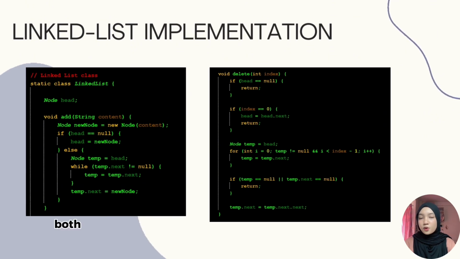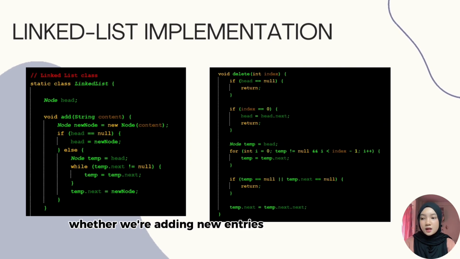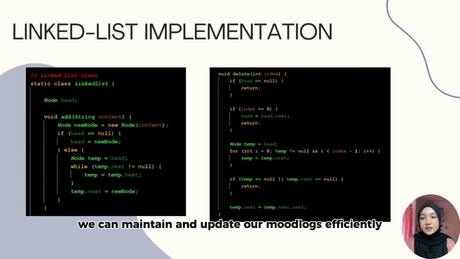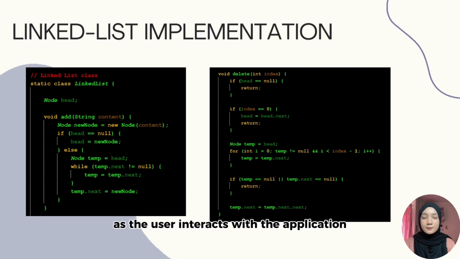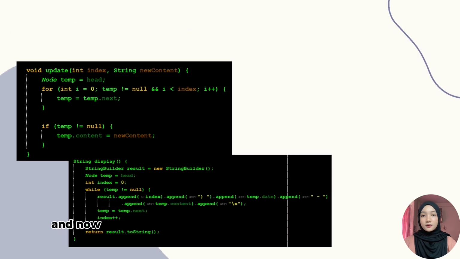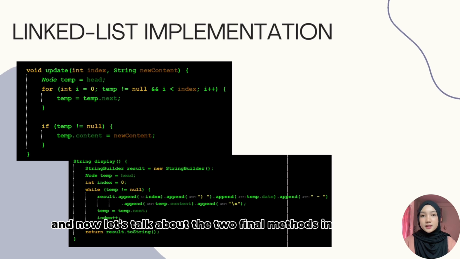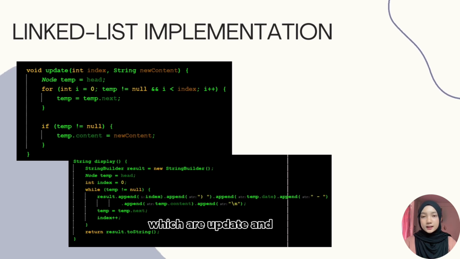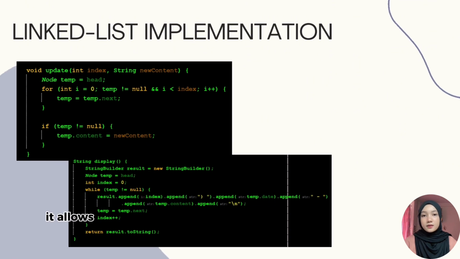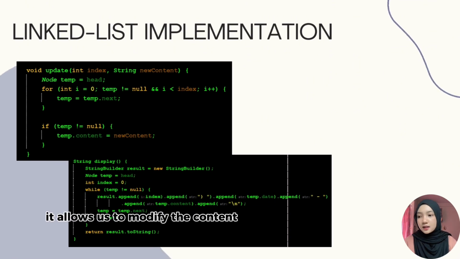Both of these methods are crucial for managing the linked list, whether we're adding new entries or deleting older ones. With this in place, we can maintain and update our mood logs efficiently as the user interacts with the application. And now let's talk about the two final methods in this program, which are update and delete. For the update method, it allows us to modify the content of a specific node in the linked list.